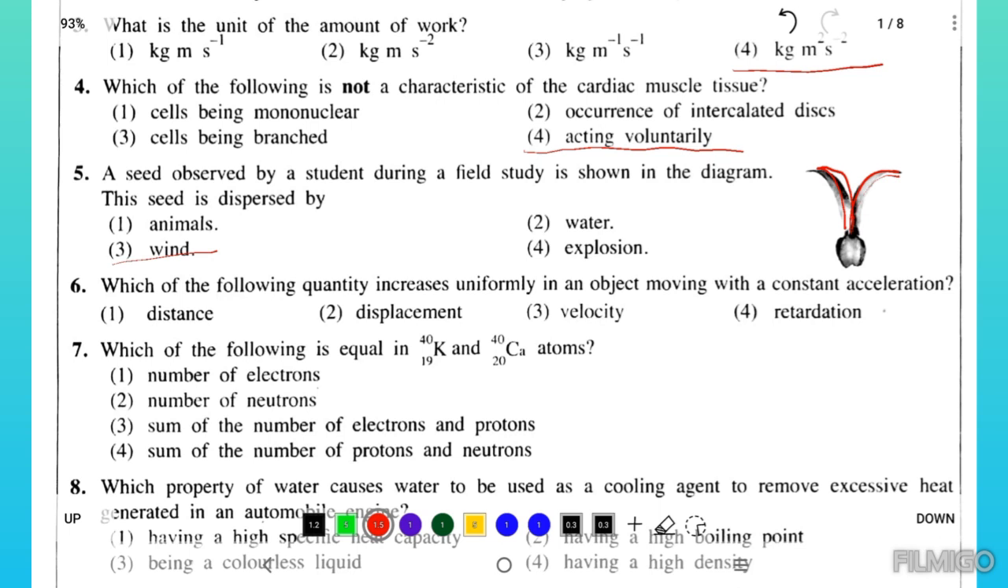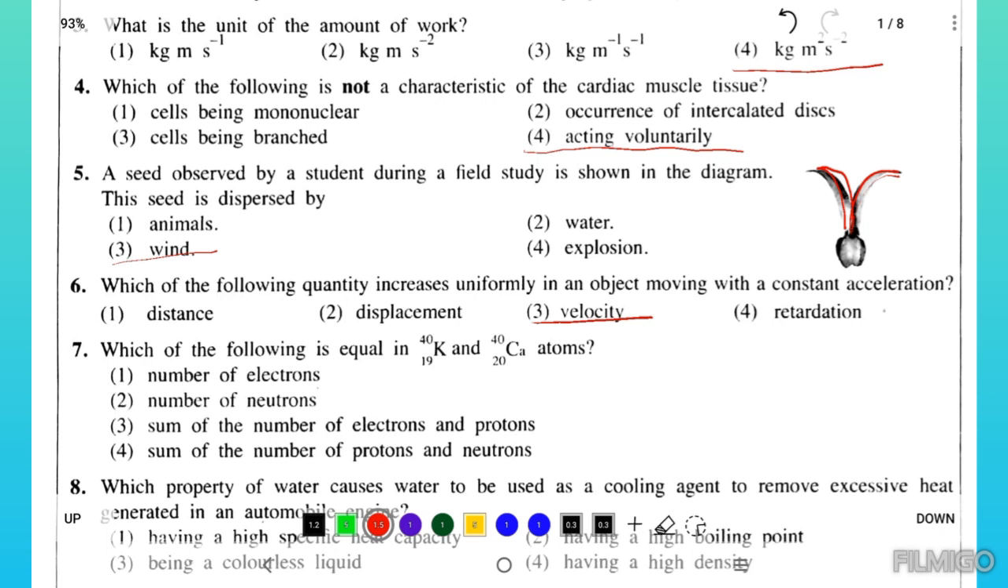Then question number 6. Which of the following quantities increases uniformly in an object moving with a constant acceleration? You know, that is velocity. If the object moves with a uniform velocity, that means there is no acceleration. Right?